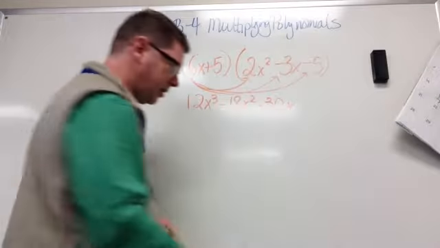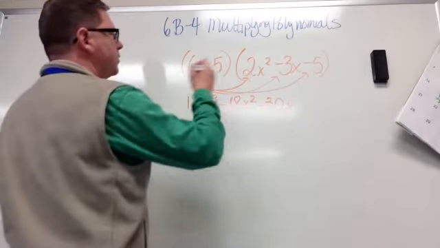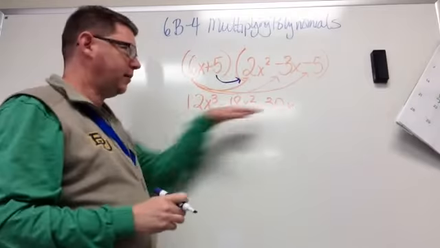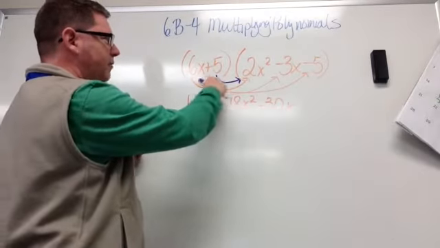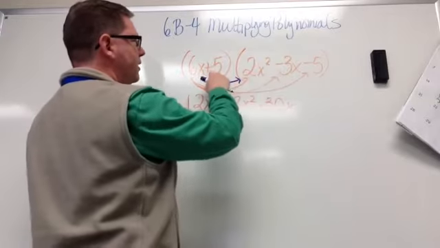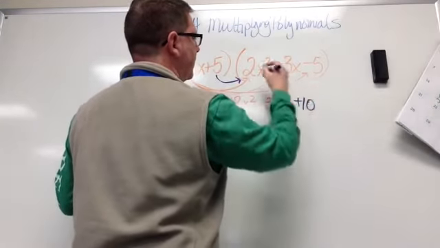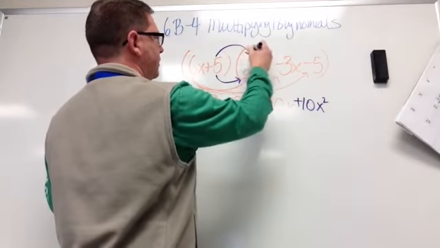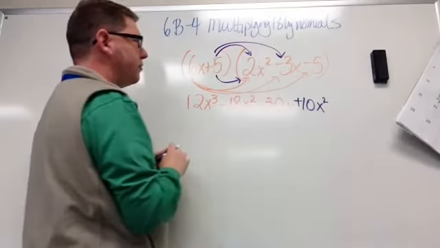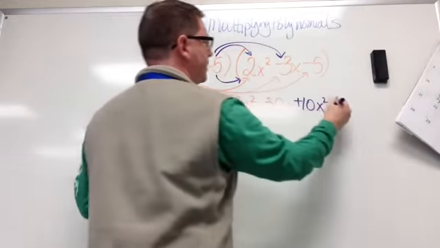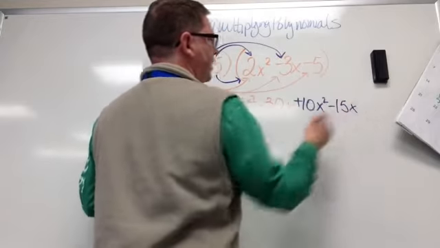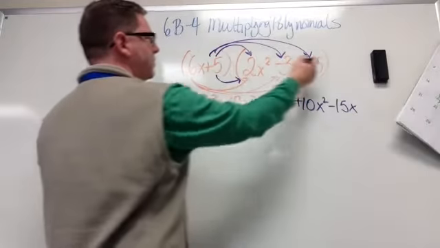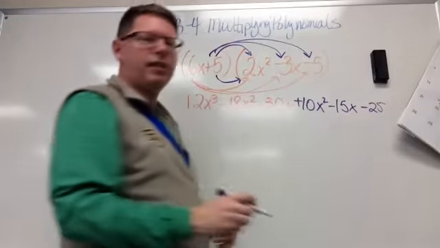So here's where I'm going to change colors. And now I'm going to multiply the 5 times everything in the trinomial. This is a positive 5 times a positive 2x squared. So 5 times 2 is positive 10, and then x squared, because there's no other x. And now I'm going to take this 5, go over the top because it's easier that way, and take the 5 times a negative 3x. And 5 times negative 3 is negative 15, and there's an x. And then I take the 5 and multiply it by the negative 5, and 5 times negative 5 is negative 25.